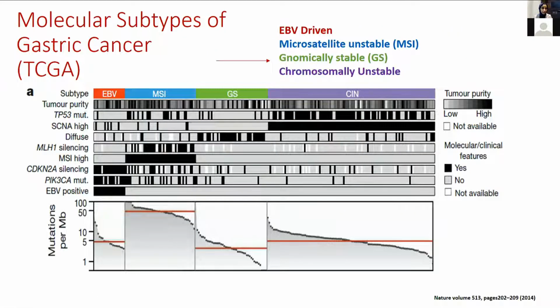So the molecular subtypes of gastric cancer implicated by TCGA include EBV-driven category, microsatellite unstable, genomically stable category, and chromosomally unstable. And I would highlight here that the MSI category has the highest TMB of all in comparison to the other subtypes, which have kind of low to moderate TMB.